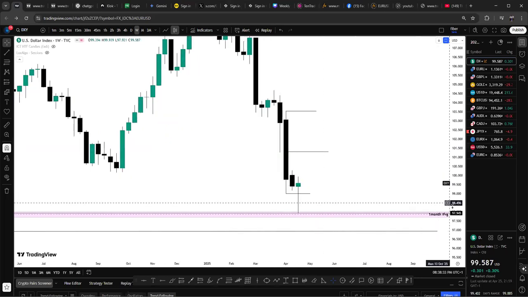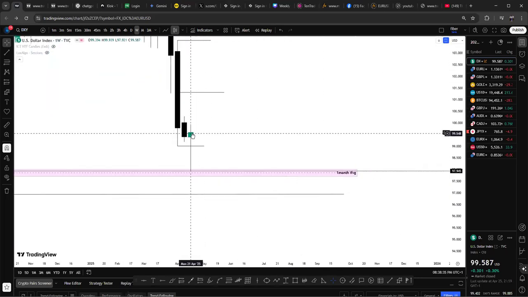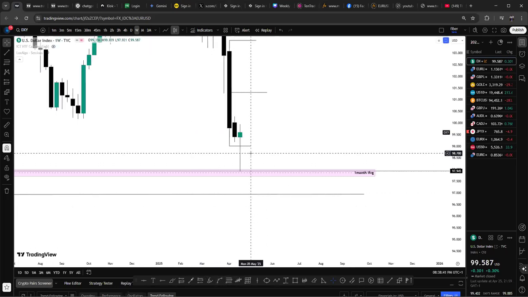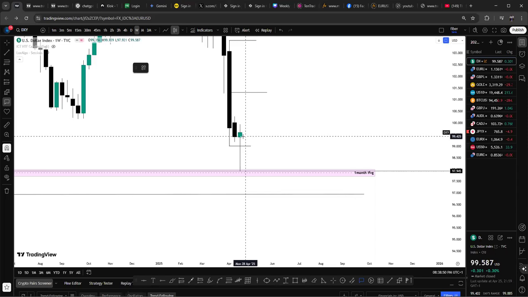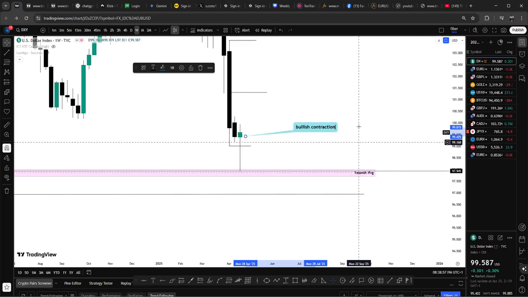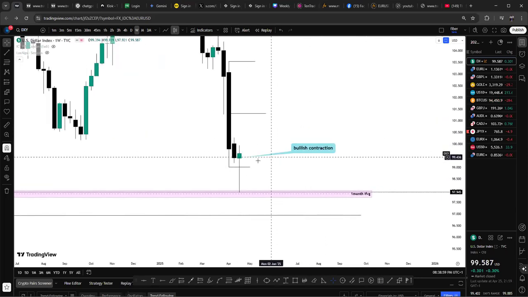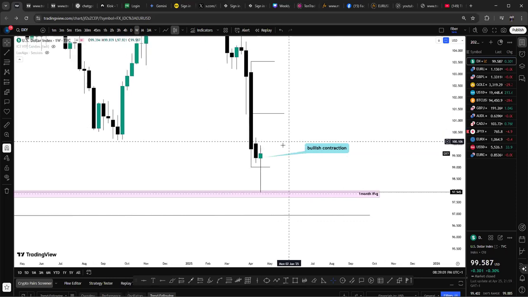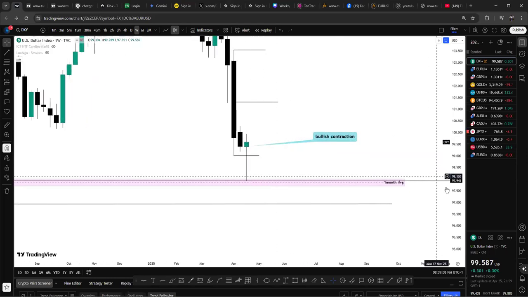So for now, just looking at this candle, how do you call this candle? What type of candle is this? All right, this is a bullish contraction. It's a contraction candle, but it's a bullish one, as it tells us the price will likely want to move higher.